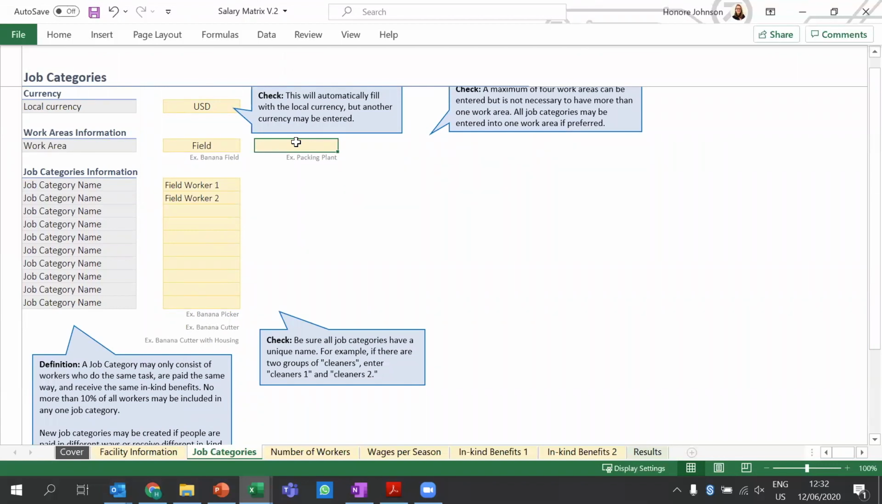The second work area will be the packing plant. In the packing plant, we have 2 job categories, for example, cleaners and packers. And the third work area will be the office. In the office, we have administrator and assistant. Once we've entered in all the work areas and all the job category names in each work area, we can move to the next tab called Number of Workers.